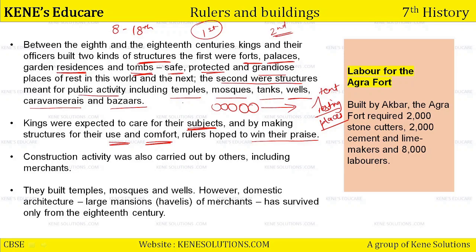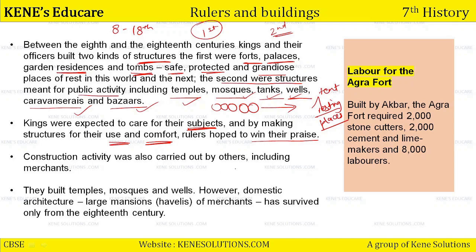Rulers ये सोचते थे कि शायद if we'll build temples for people, if we'll build mosque, tank, well, or these sarais and bazaars for people, maybe people will consider me as a ruler, as a very dependable ruler, and they will praise me for doing this.